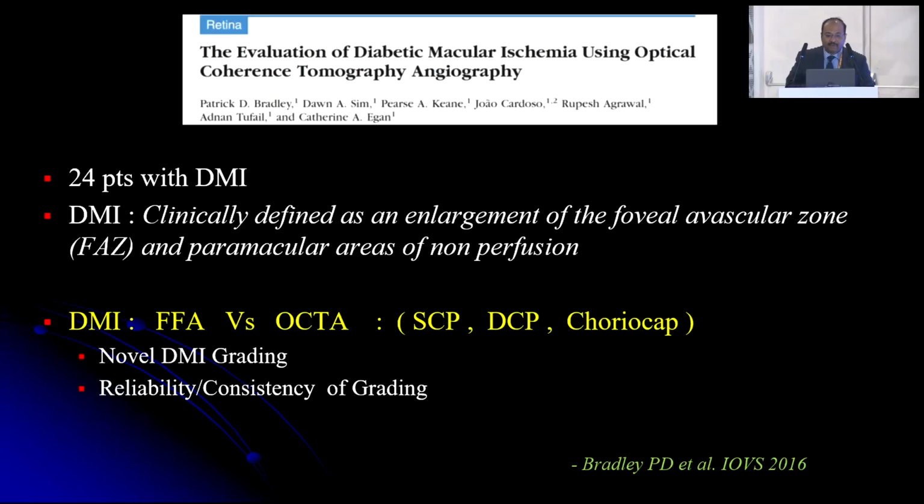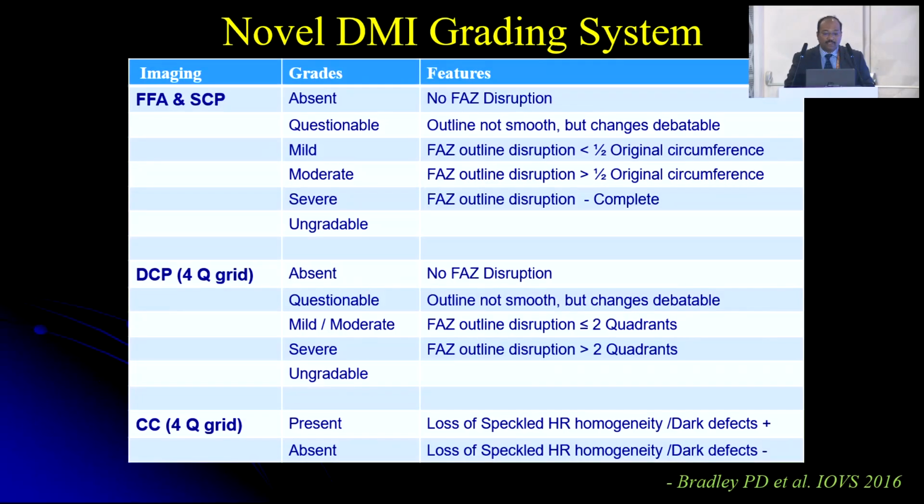Now, Bradley did a nice study looking at evaluation of diabetic macular ischemia using OCTA, 24 patients. This was the definition of DMI. And they looked at FAS, they looked at FFA versus OCTA, and looked at the three layers that we talked about, SCP, deep capillary plexus, choriocapillaris, and brought out a very nice, very intuitive grading system, which they evaluated for reliability and consistency. So this was what they did.